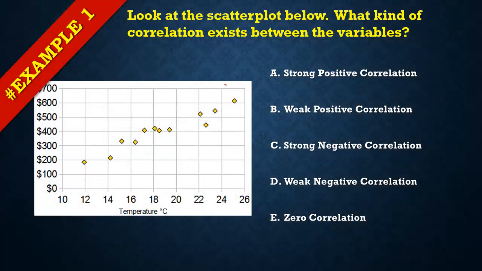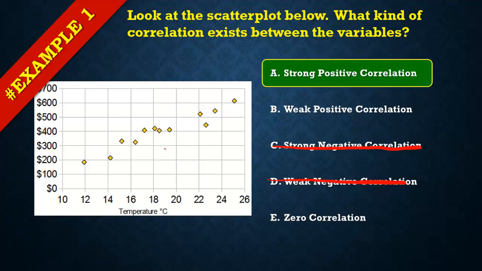All right, so let's look at example 1. What kind of correlation exists between the variables? Would you say it'd be a strong positive, a weak positive, a strong negative, a weak negative, or zero correlation or no correlation? Well, I think we can agree that from left to right, everything's going up. So we could rule out the negative ones right off the bat. Now if I drew a line of best fit through this, how tight would those points be? I'd have to say it'd be a strong positive correlation because they'd be pretty tight around that line.